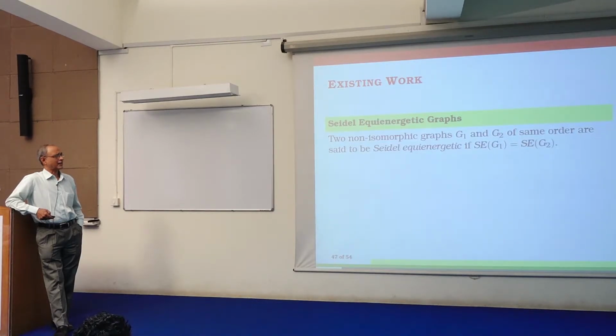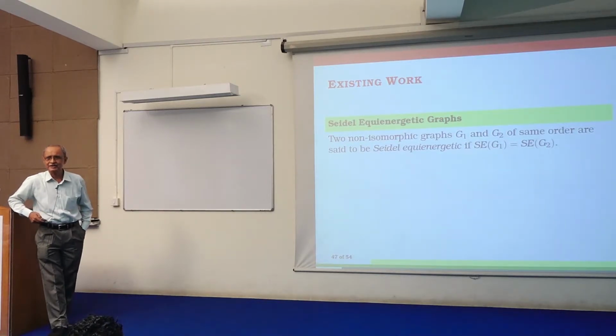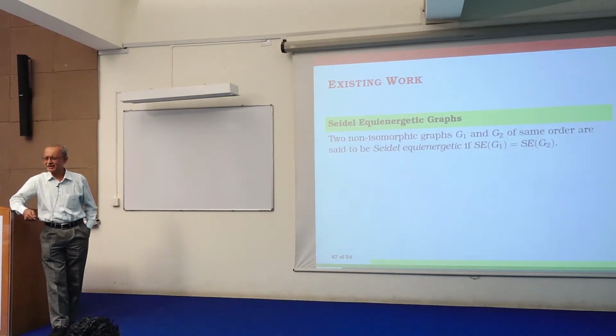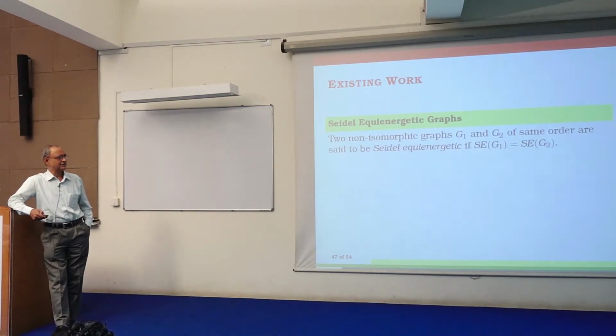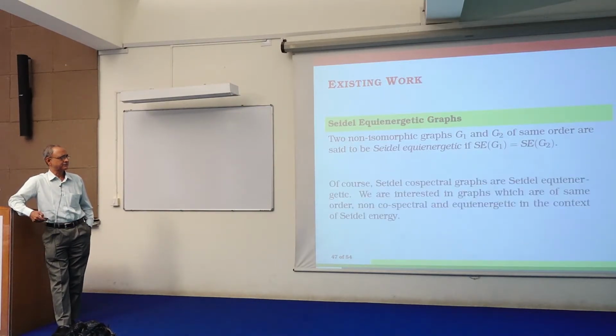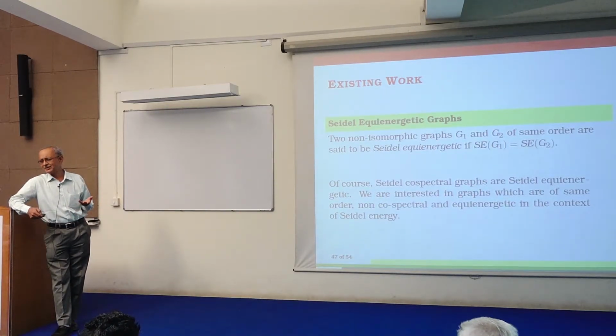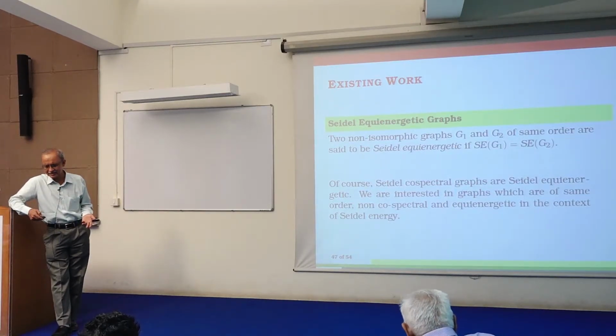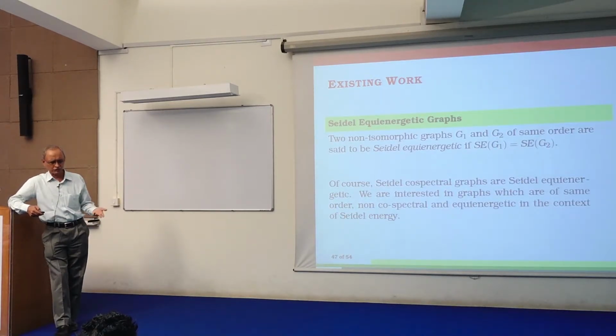Two non-isomorphic graphs G1 and G2 of the same order are said to be Seidel equienergetic if their Seidel energy is the same. If they are Seidel cospectral, they are obviously Seidel equienergetic. So we are interested in the graphs which are Seidel non-cospectral.